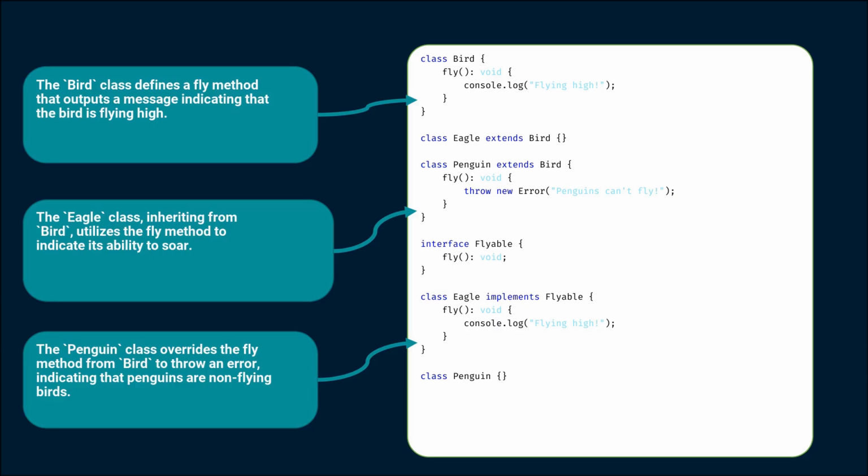To address this issue, we can redesign our approach by introducing an interface named Flyable. The Eagle class will implement this interface to ensure it has a fly method. On the other hand, the Penguin class won't implement Flyable, as it does not fly. By doing so, we separate flying birds from non-flying birds while ensuring that all subclasses adhere to their base class's contract, thus maintaining code integrity and promoting adherence to the Liskov substitution principle. This approach improves the clarity and functionality of our code.